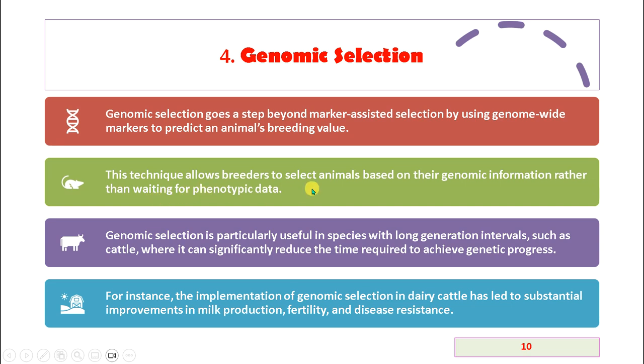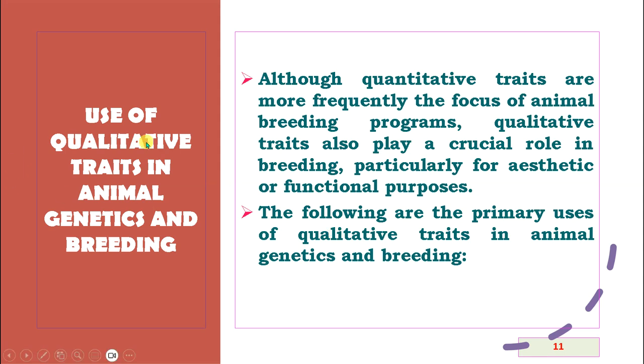This technique allows breeders to select animals based on their genomic information rather than waiting for phenotypic data. Hence, genomic selection is particularly useful with long generation intervals, such as in cattle, where it can significantly reduce the time required to achieve genetic progress. For example, the implementation of genomic selection in dairy cattle has led to substantial improvement in milk production, fertility, and disease resistance.